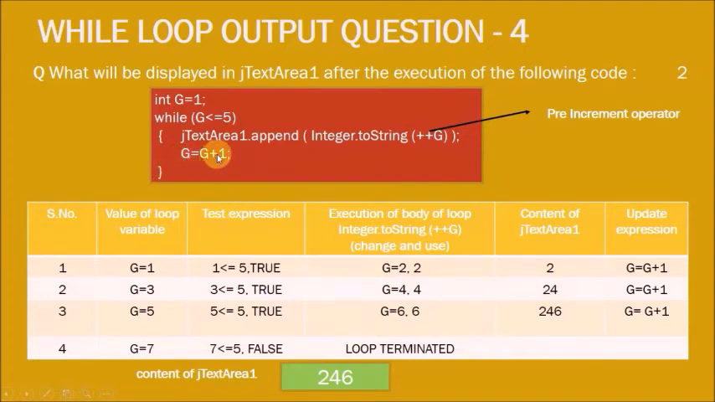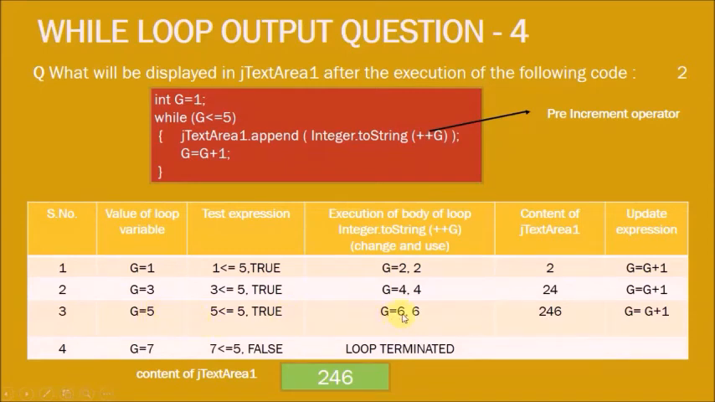Then g is equal to g plus 1 is executed, and the value of g was 4, so it will now become 5. So for the next iteration, the value of g is 5, so 5 is less than equal to 5. The condition is again true. So the body of the loop is executed. So in this portion again, we will execute this portion first, as again it is a pre-increment operator. So the value of g is incremented first. Value of g will become 6, as it was 5.